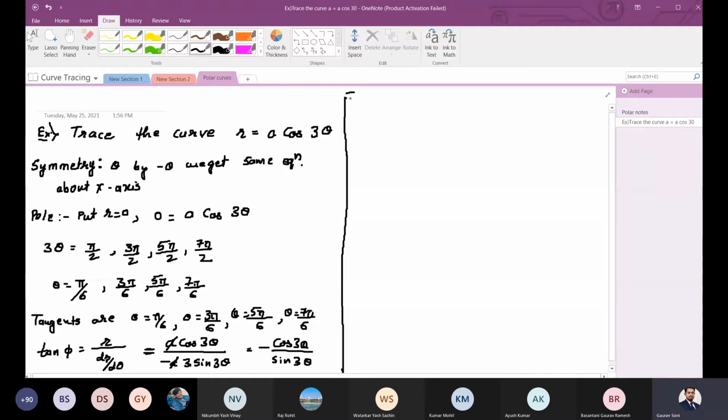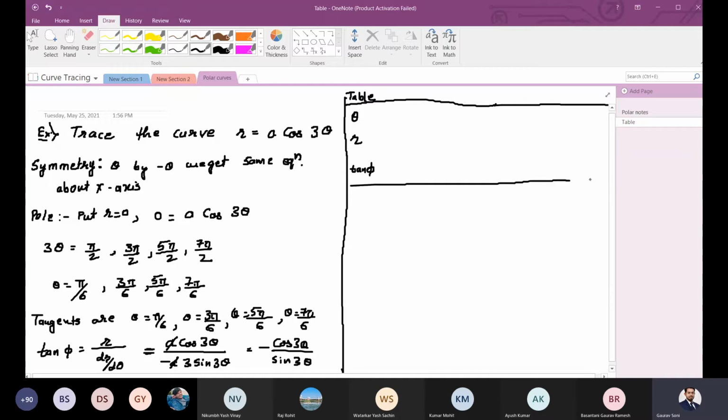So let's make the table. The most important one, even if you don't check these, just depending on the table, you can draw the curve. So theta. For the corresponding value of theta, we should get r. And for r, I should have tan phi. This is the major concern from all of my students till now. What I have seen is, sir, which is the second value to take? The first value is always 0. So we should always start from 0.